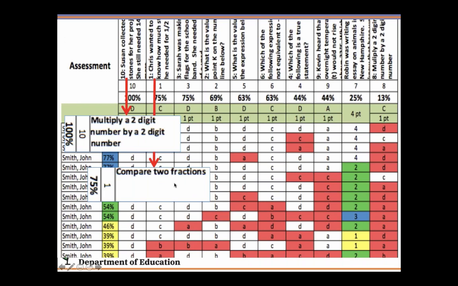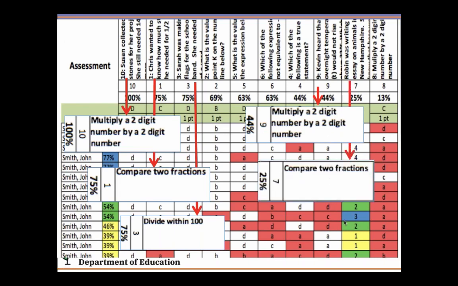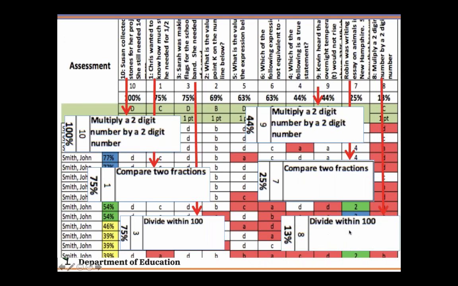Same with comparing two fractions. 75% of my kids got that. I knew they knew that. And here, dividing within 100. Good, I knew they knew that. Now I'm going to go look at the other side. And it's multiplying a 2-digit number by a 2-digit number. Comparing two fractions. Dividing within 100.